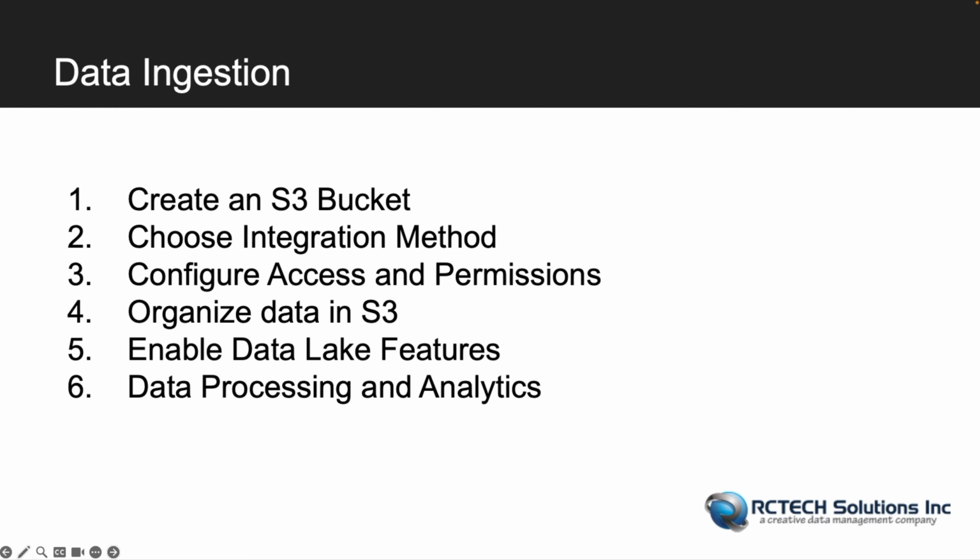The other one is configure access and permission. You need to have that configuration. That is the third step. After you identify the integration method, you need to configure the access and the permission. Once your data is in S3, you can configure access permission to control who can read, write, and modify the data. AWS Identity and Access Management allows you to manage access and create policies that define fine-grained permissions.